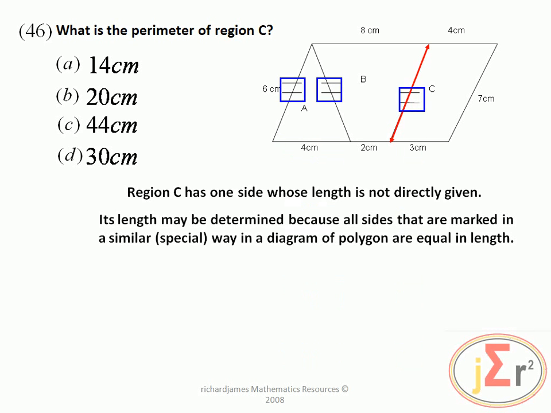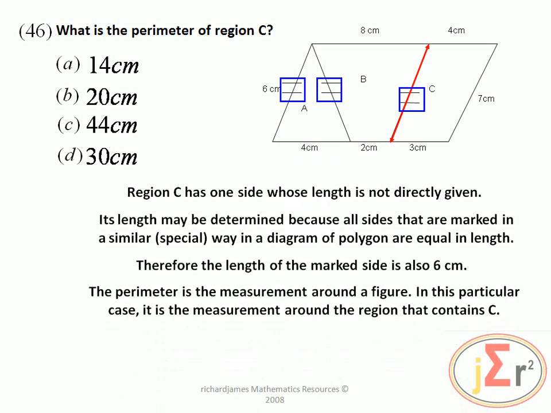So those lines are marked with those two dashes. They are all equal. Therefore, the length of the marked side is also 6 centimeters. See, this one is 6, and this is marked the same way. It is 6, and this is marked the same way. So it is also 6 centimeters.